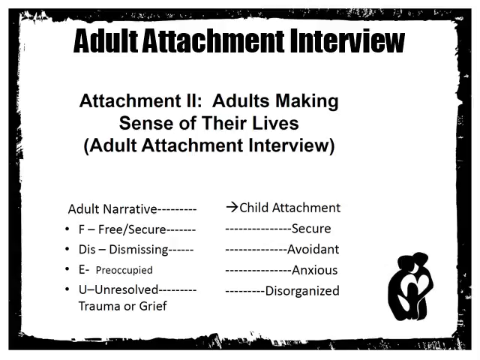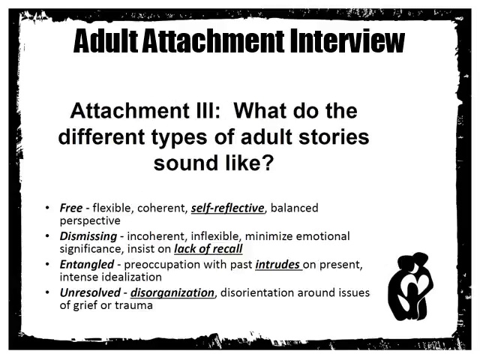Next, let's look at how adults make sense of their lives through the adult attachment interview. So again, we're looking at the adult narrative versus child attachment. We've talked about free, secure, dismissing, preoccupied, and unresolved. Let's learn a bit about what those things are.